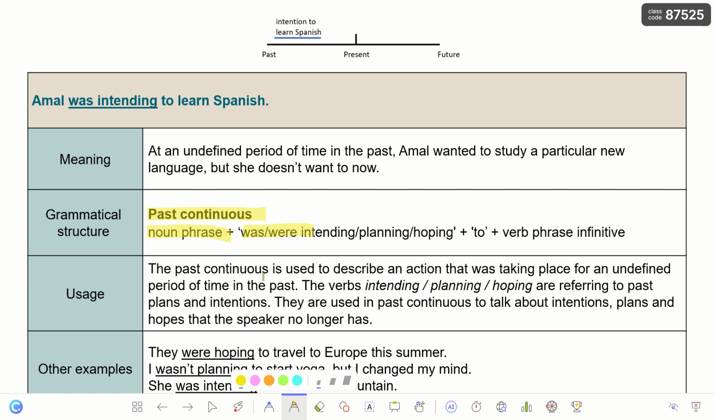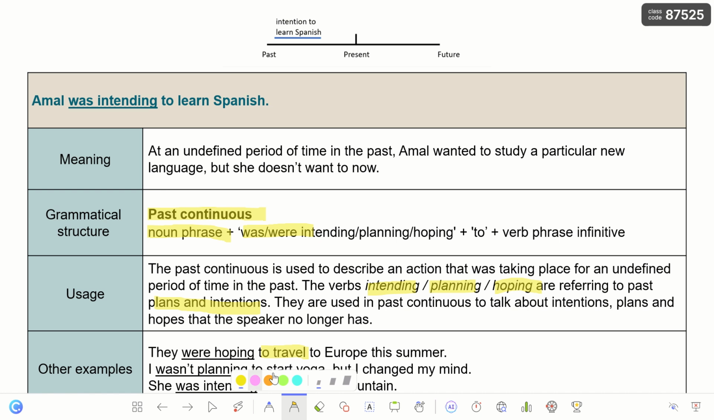So the past continuous is used to describe an action that was taking place for an undefined period of time in the past. We use it with verbs such as intending, planning, or hoping. Refer to past plans and intentions, but now they are not effective. Okay. They were hoping to travel to Europe this summer. But did they really travel this summer? They were only hoping. I'm not saying that they were traveling, they were hoping.